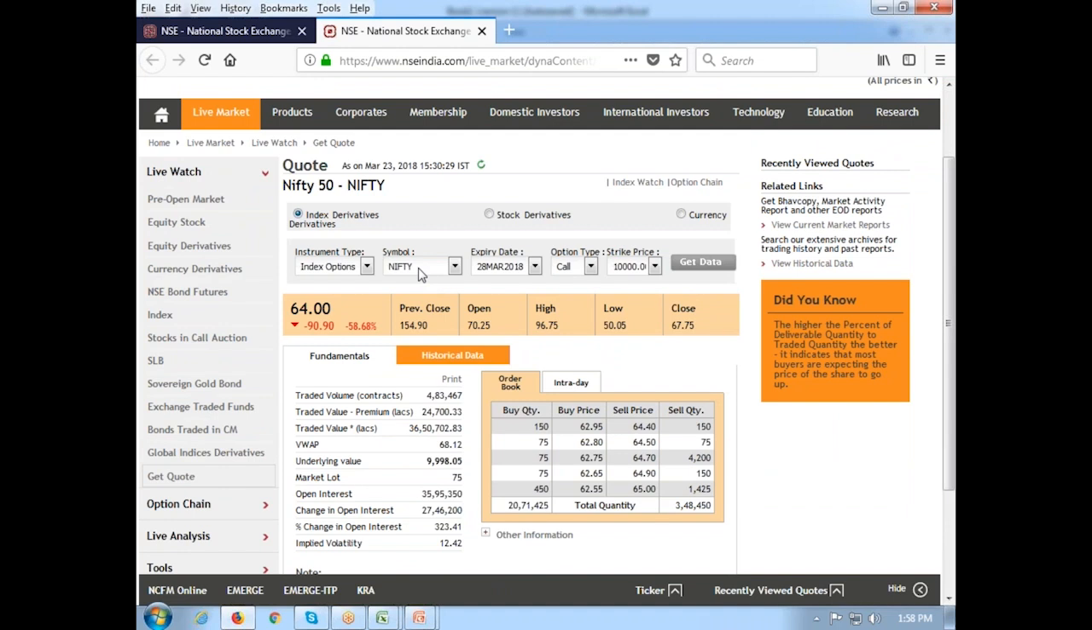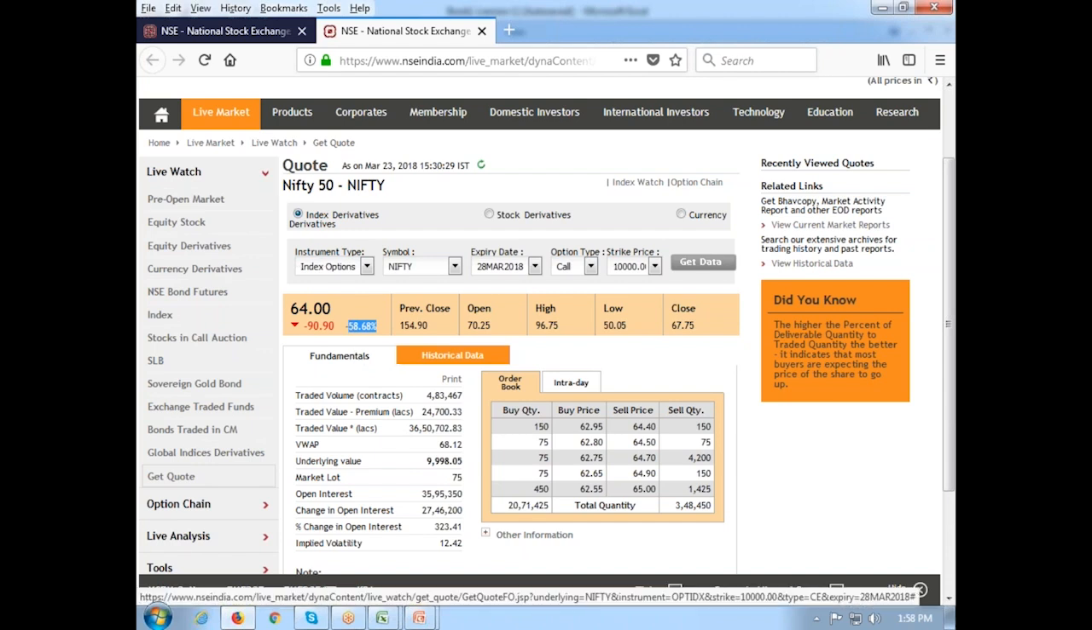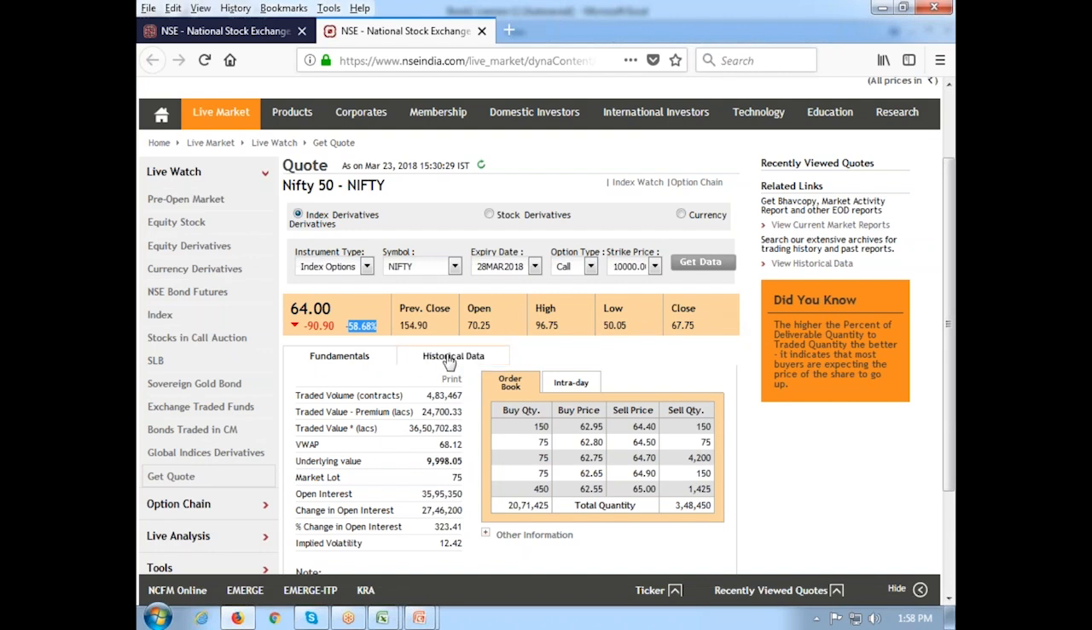Index option, Nifty, 28 March, call option 10,000. 64 rupees is the price of the premium. Previous close was 154 rupees 90 paise, and it has gone down by 60%. The open, high, low, close of the premium was 70, 96, 50, 67. So if you buy low and sell at high, you have doubled your money, and vice versa.